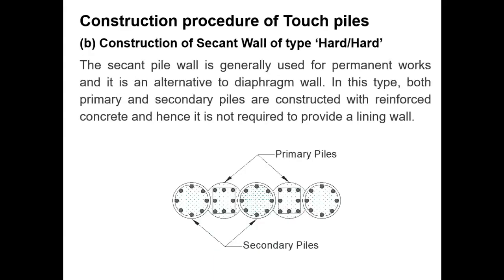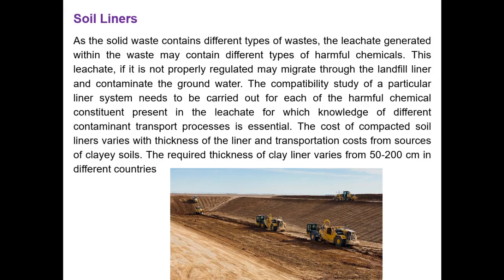Next one is construction of secant wall of type hard to hard. The secant pile wall is generally used for permanent works, and it is an alternative to diaphragm wall. In this type, both primary and secondary piles are constructed with reinforced concrete, and hence it is not required to provide a lining wall. Next topic is soil liners.